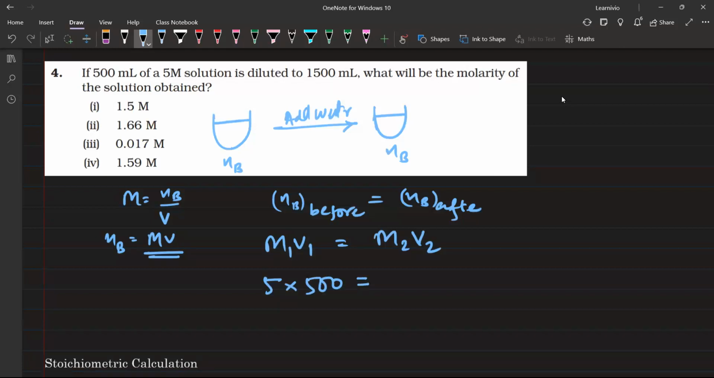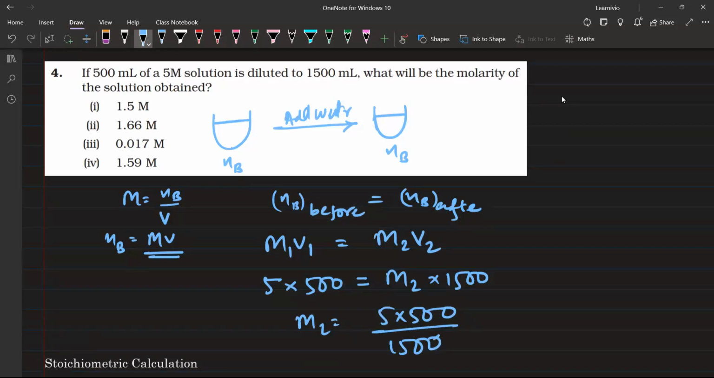This will be equal to molarity here. We need to find this molarity M2, and V2 is how much? It is equal to 1500 ml. So M2 will be equal to 5 into 500 divided by 1500. So we can cancel these zeros, and then 5 divided by 3. This is approximately equal to how much?